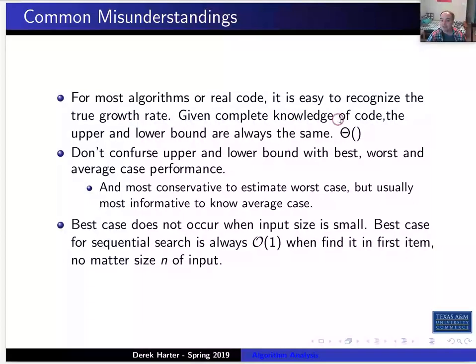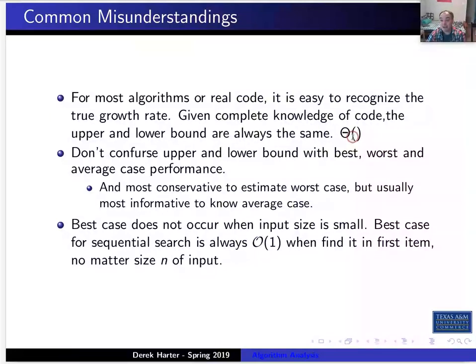So if you have complete knowledge of the code, if you have the actual code, you can analyze it and tell exactly what its growth rate is. And in that case, the upper and lower bounds, so your big O and your omega, are going to be the same. So when we know that the upper and lower bounds are the same for an algorithm, we can say that it has a big theta for its growth rate.